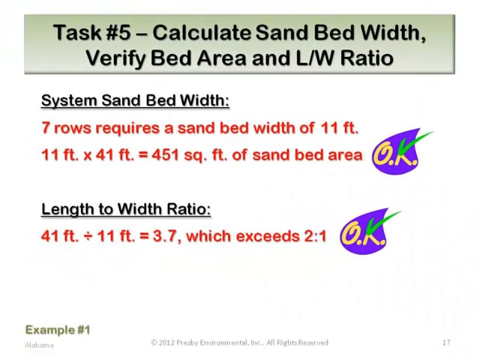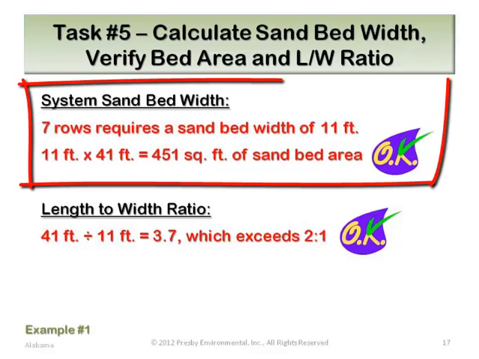In Task 5, we calculate the system sand bed width using the number of rows determined in Task 4, and then verify that we have satisfied both the length to width ratio and the minimum system sand bed area required by Table A. In the last step, we calculated that we needed 7 rows. To cover all these rows with sand, we'll require the sand bed width to be 11 feet.